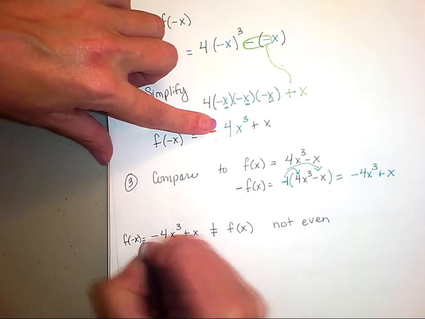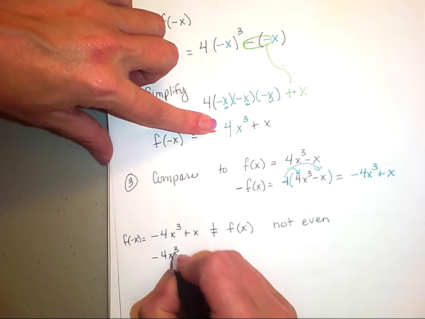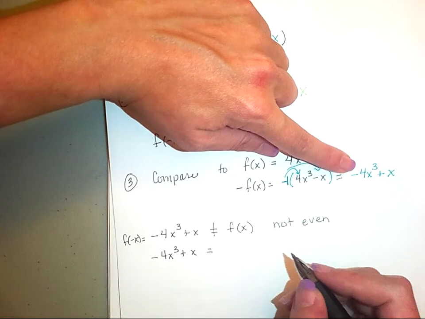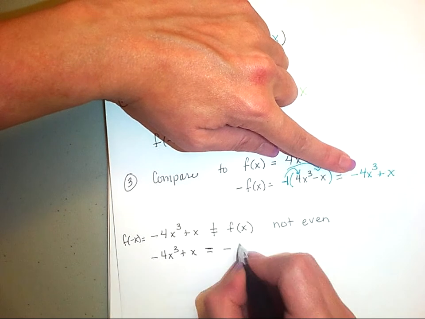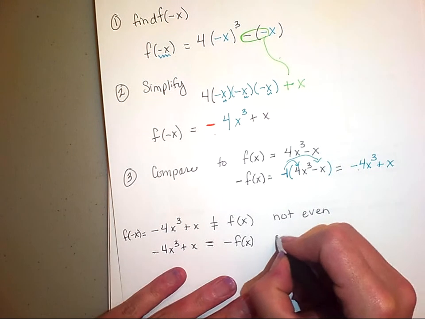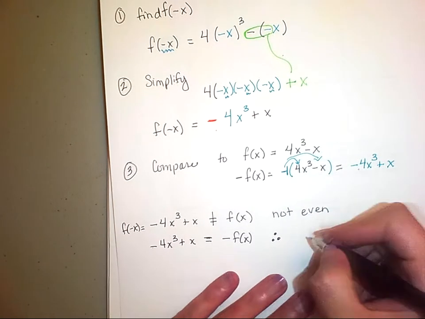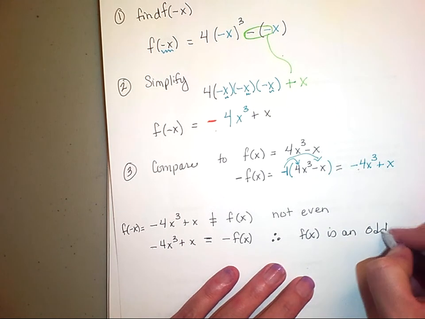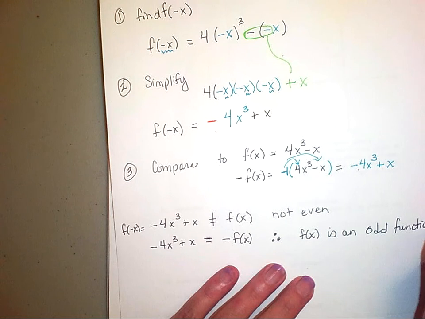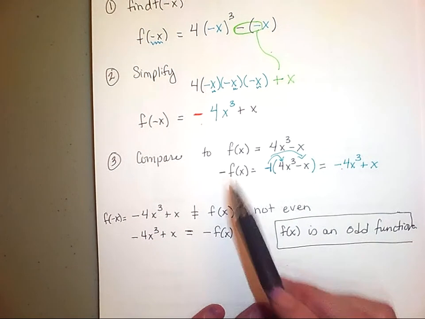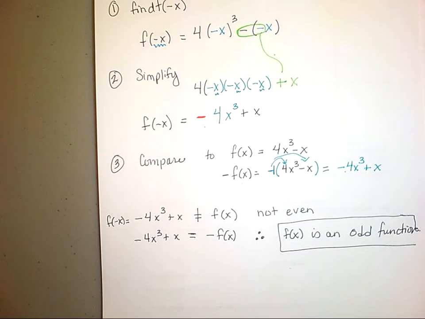Now, this is f of negative x. So negative 4x cubed plus x, we need to compare to negative f of x. And we see that it is equal to negative f of x. These are the same thing. So therefore, this is my favorite little symbol, it just means therefore, f of x is an odd function. So we do all that, so you come down here to odd, and when I tell you to justify your answer, this is what you'll be expected to do.